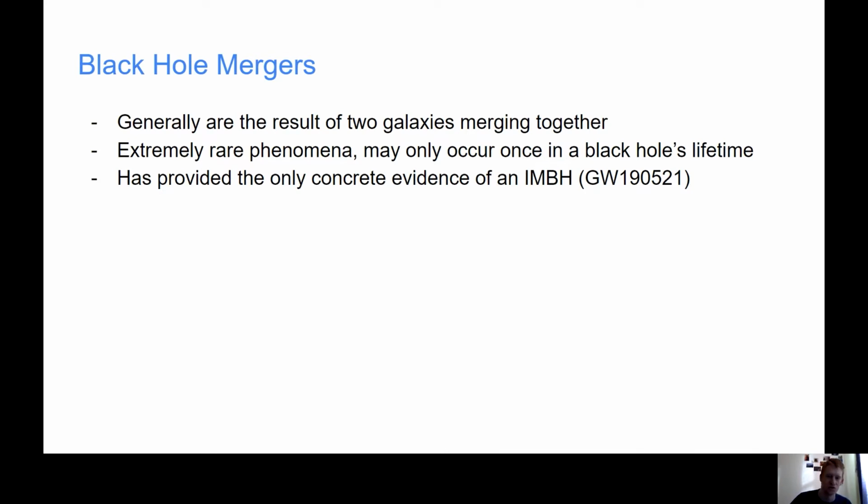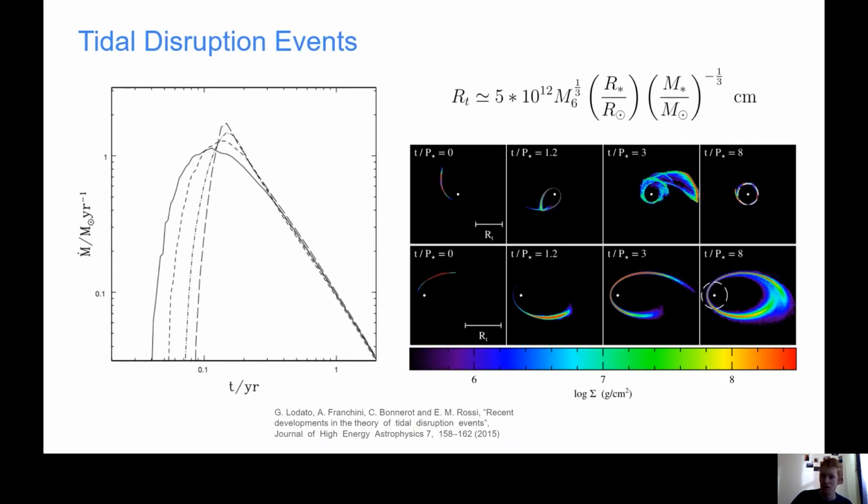GW190521 was a gravitational wave coming from a black hole binary merger, which resulted in a black hole of 150 solar masses. The next process is a tidal disruption event. This is when a star gets too close to a black hole and the tidal forces from the black hole pull the star apart. Some of the mass will be swallowed directly into the black hole, and some of the rest of it will be formed into an accretion disk, as you can see on the top row of the right-hand side diagram.